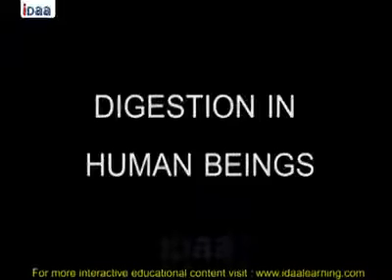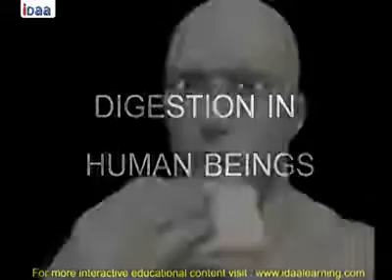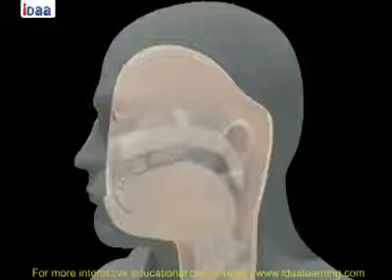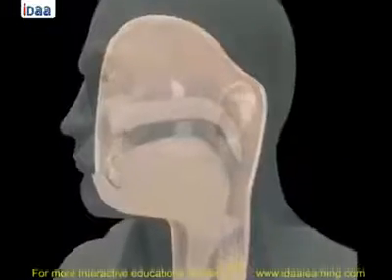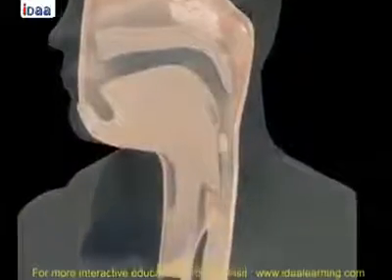Digestion in human beings. Human beings take food through the mouth and digest it in specific organs for digestion. The undigested food is defecated.